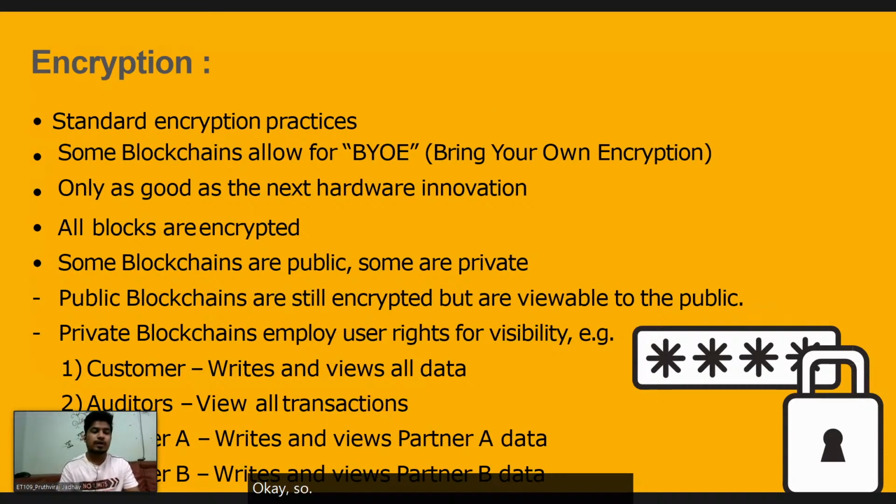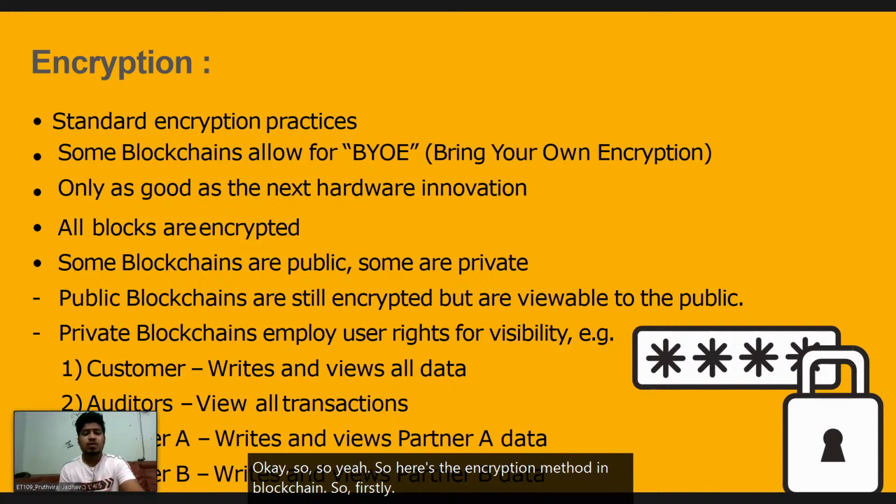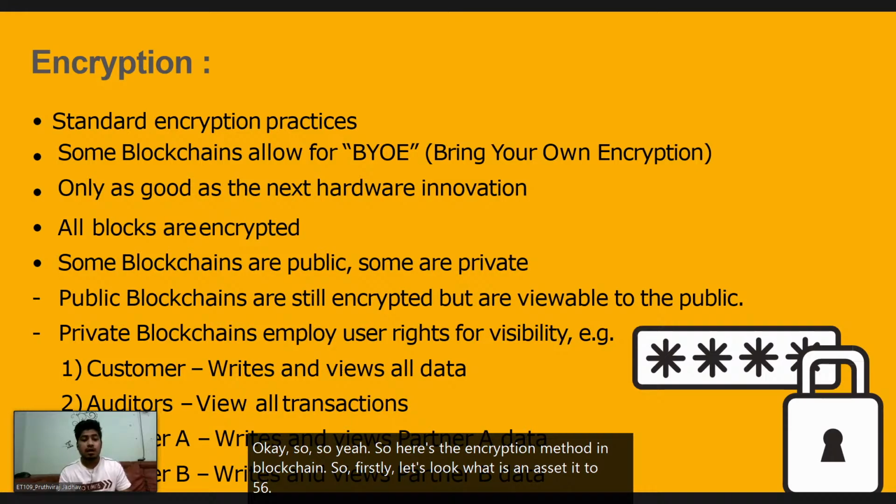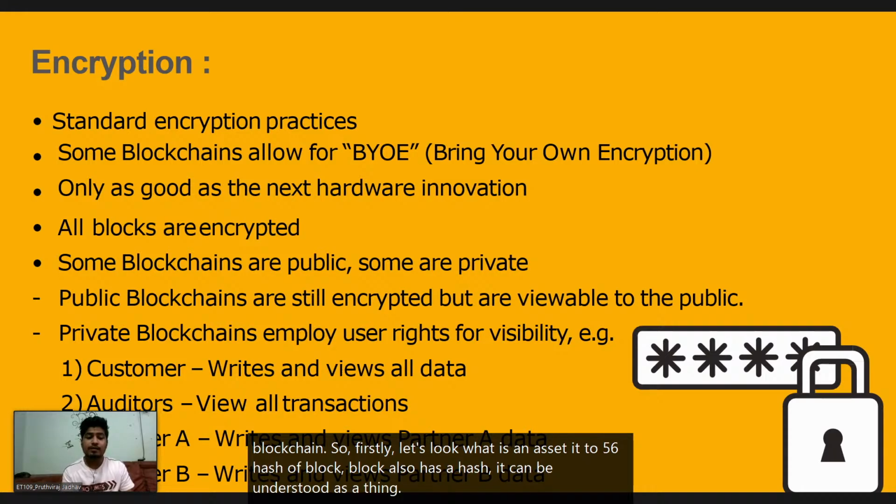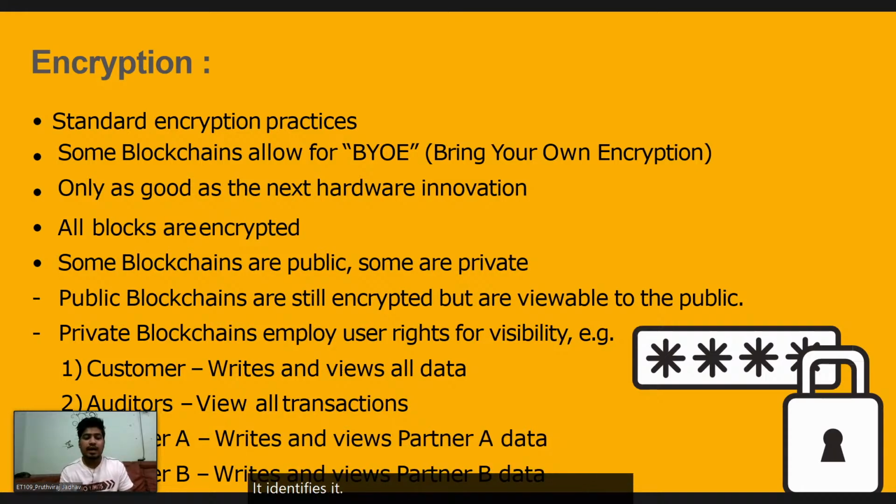Okay, so here's an encryption method in a blockchain. Firstly, let's look at what a SHA-256 hash is. A block also has a hash. It can be understood as a fingerprint which is unique to each block. It identifies a block and all of its content, and it's always unique, just like a fingerprint.